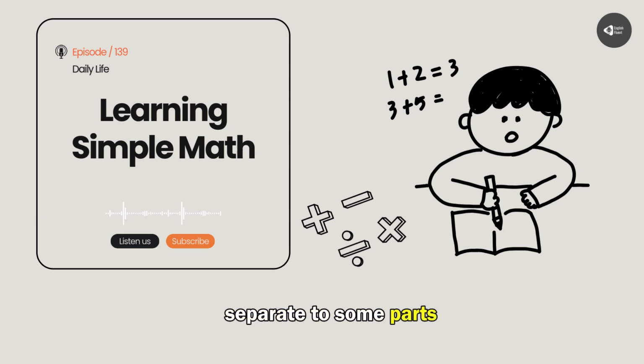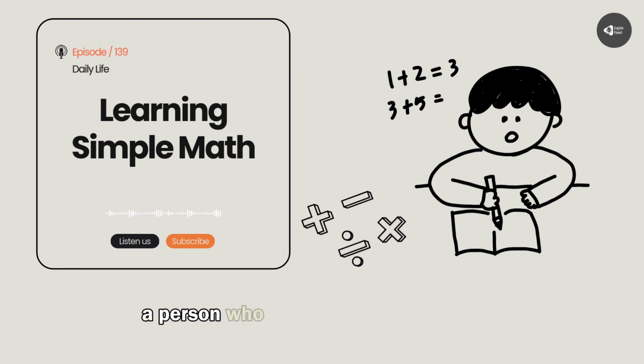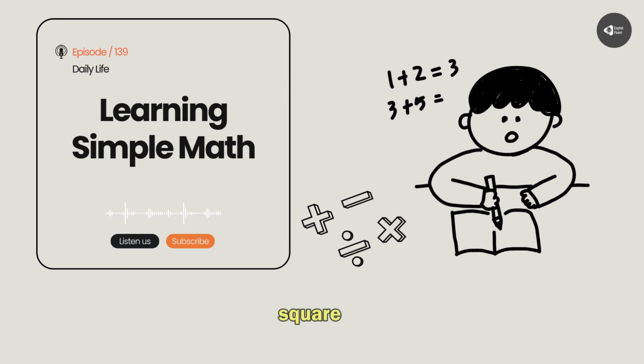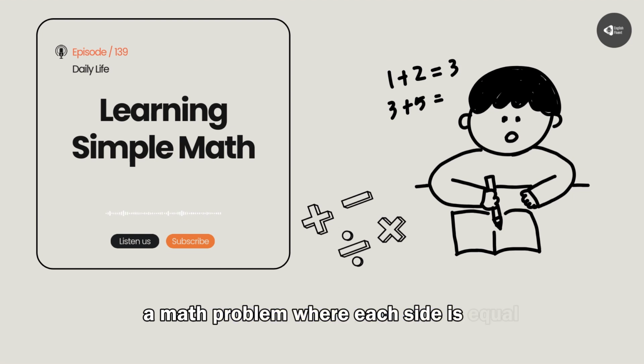Separate to some parts. Divided by. A person who tries to show he is so smart. Smarty pants. The number obtained when a number is multiplied by itself. Square root. I think something is likely to happen. I'll bet. The person claims or pretends to know everything. Know it all.